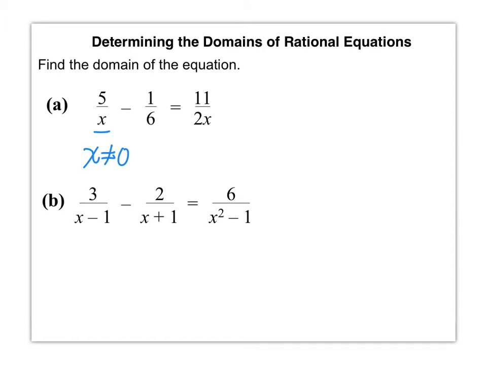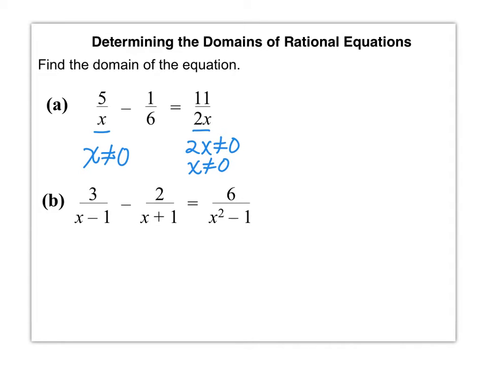And looking at the fraction on the right side, you're dividing by 2x. You can say 2x also cannot equal 0, and the only way that would happen is if x is equal to 0. So again, x cannot equal 0. The domain is all real numbers except for x equal to 0. Let's look at part B.